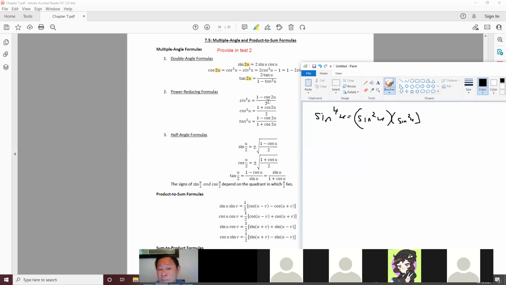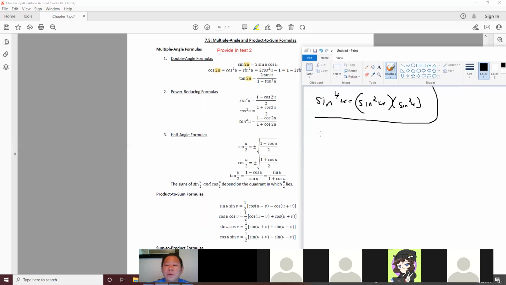So every time when you use a power reducing formula, we want to reduce it into power 1. So it's usually even. The power is 2, 4, 6, 8. So we reduce it using that way. Okay. Where does this power reducing formula come from? This power reducing formula comes from this cosine 2u.